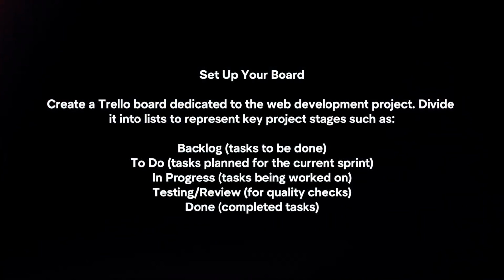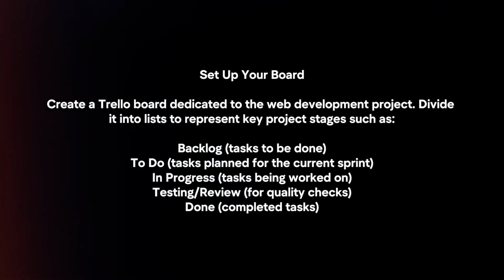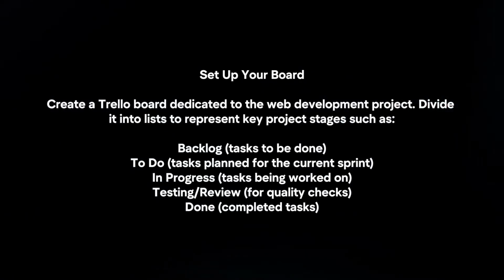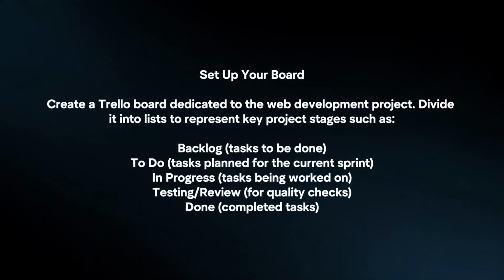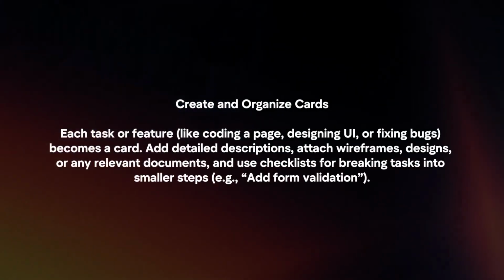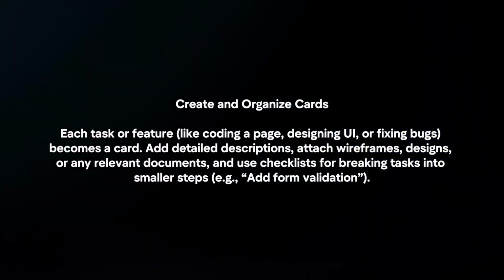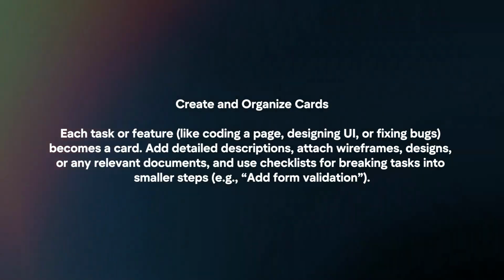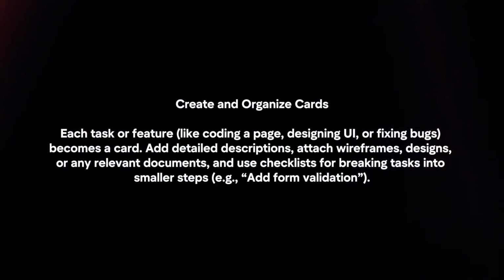Divide it into lists to represent key project stages such as backlog, to-do, in progress, testing or review, done. Create and organize cards. Each task or feature becomes a card. Add detailed descriptions, attach wireframes, designs, or any relevant documents, and use checklists for breaking tasks into smaller steps.